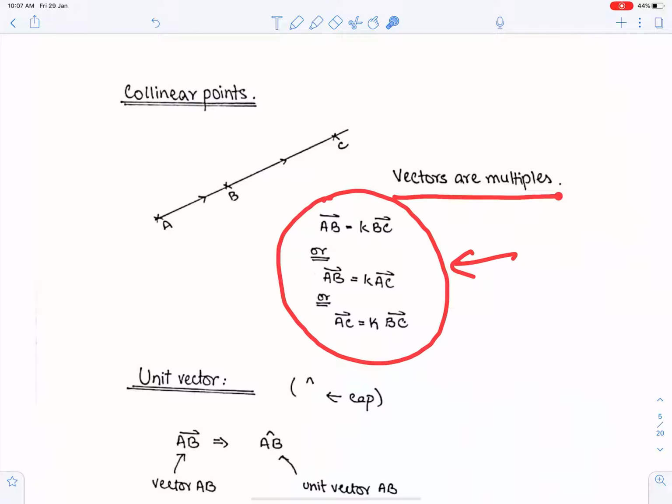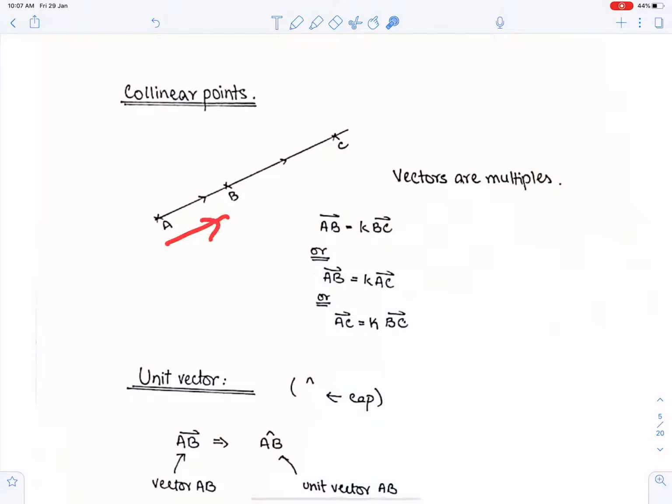Since the vectors are multiples of each other, we can write AB is a multiple of BC, or AB is a multiple of AC, or AC is a multiple of BC. You can write anything. You must know these equations. Let's suppose AB is given and AC is given, then you should use this equation: AB is a multiple of AC, or AC is a multiple of AB. Always write the complicated vector on the left side and the easiest vector on the right side.